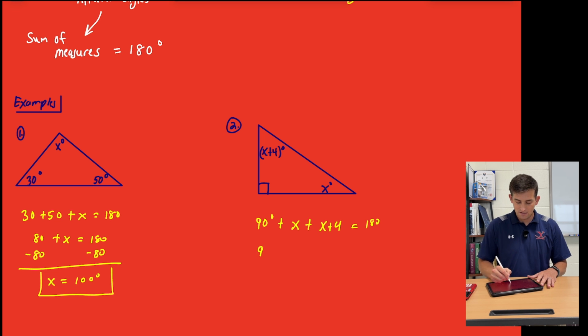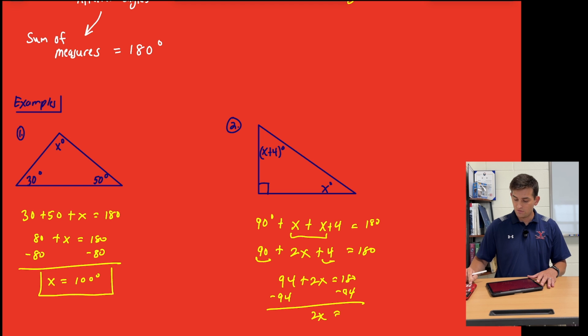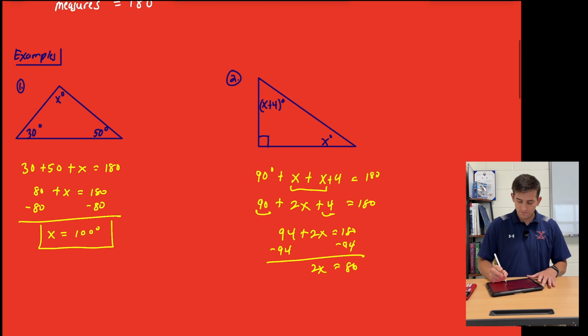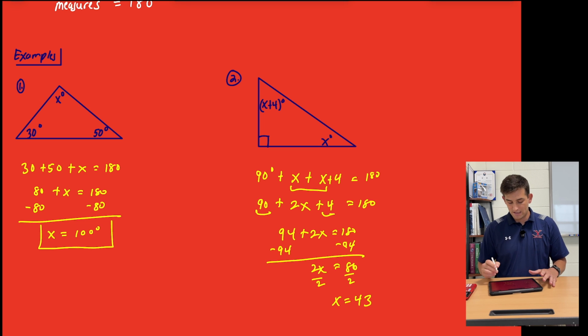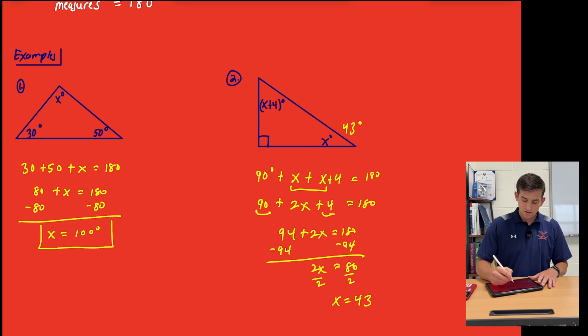So now we could say 90 plus 2x plus 4 is equal to 180. Well, 90 plus 4 would be 94, plus 2x is equal to 180. Now let's move our 94 over here. So 2x is equal to 180 minus 94, which is 86. Let's divide that by 2, so x is equal to 43. So now we know that we would have a 43 degree angle, we would have 43 plus 4, so a 47 degree angle, and this one we said is 90.